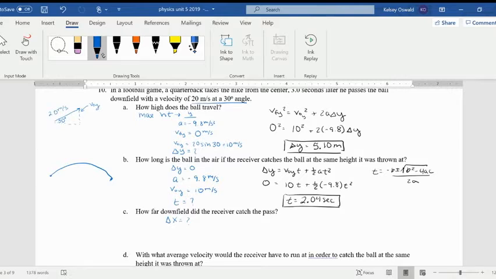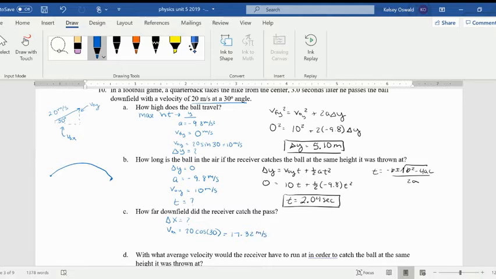So we know that we can find what our initial horizontal velocity is. Initially, out of that 20 meters per second, how much was directed in the x direction? So use cosine there because we're looking for the adjacent side of that triangle. And we'll find that initially our ball was moving horizontally at a rate of 17.32 meters per second.